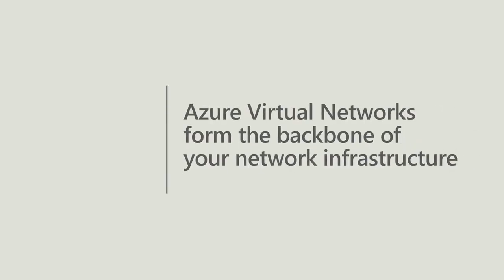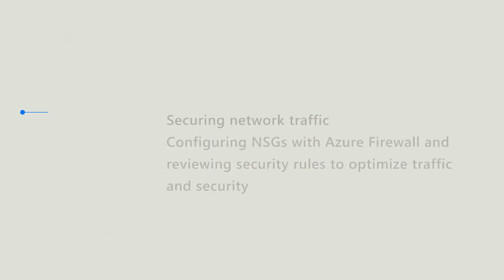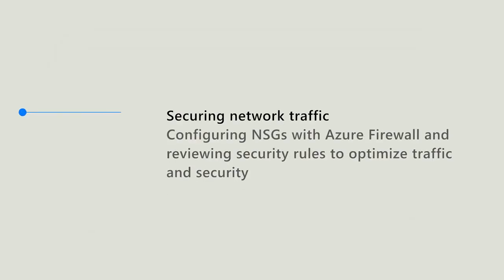Additionally, you discovered that Azure Virtual Networks form the backbone of your network infrastructure, and you also explored several subnetting techniques, network security configurations, and advanced options like NSGs. Then, best practices for securing network traffic within Azure Virtual Networks were discussed. These included configuring NSGs, using Azure Firewall, and regularly reviewing security rules to ensure optimal traffic management and security.